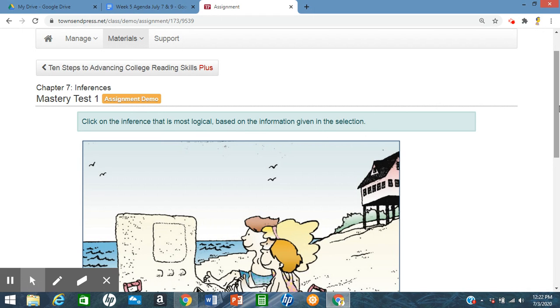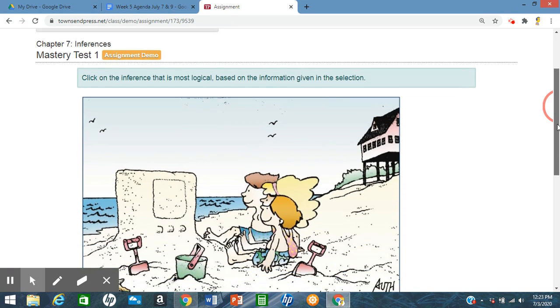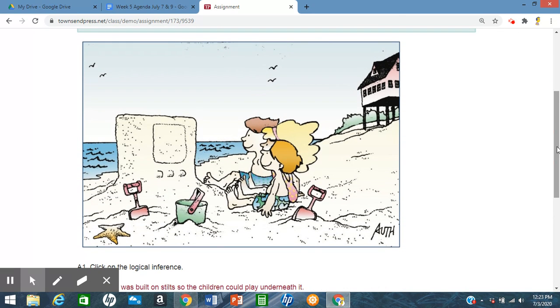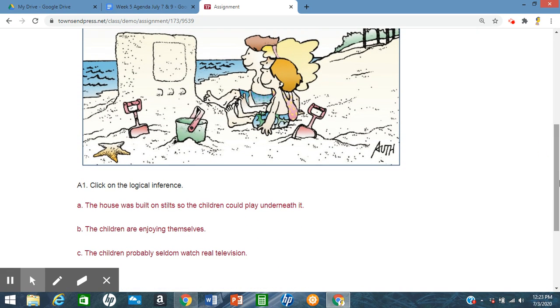As a reminder, inference is an educated guess or conclusion based upon the clues that are given. So here we have inference, and we have to draw our own conclusion based on just what is given. Here we have an illustration of kids apparently on the beach, and they have made a sandcastle, or really a TV out of sand, and are all visually watching it on the beach. So, what is the logical inference we can draw from this?